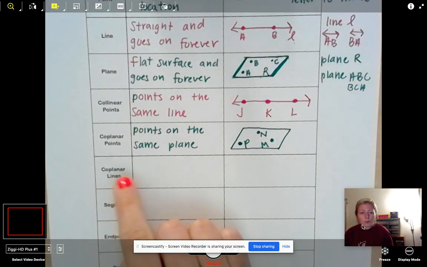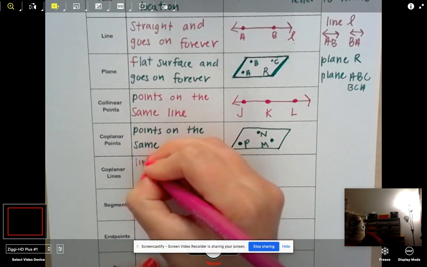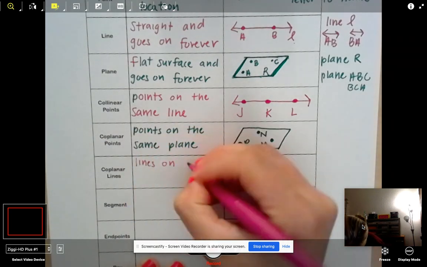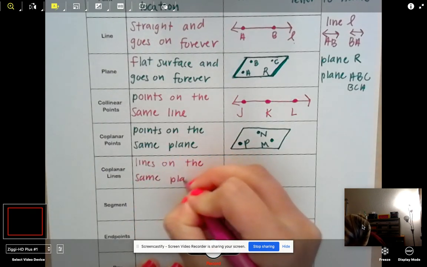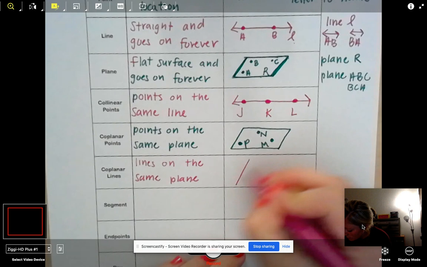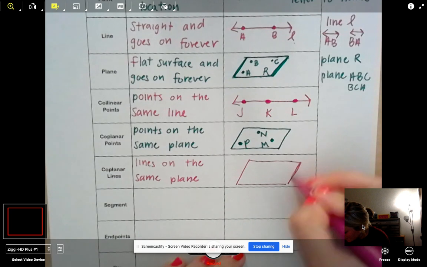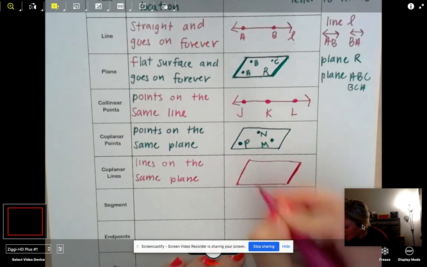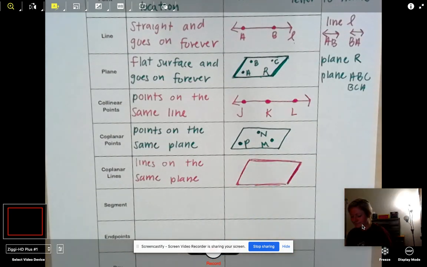Let's think about this, coplanar lines. So this is saying lines that are on the same plane. So lines on the same plane. So again, draw your flat surface. Something like this, I hope, on yours. I wish I was better at drawing. We all have our skill sets, right, in life? Mine's just not this. And now you want to draw 2 lines that are on that plane.